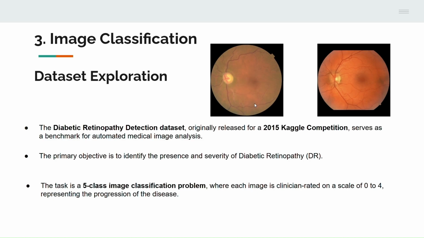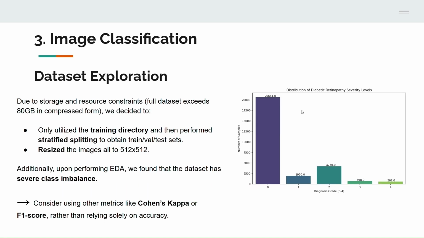So the dataset that we chose, originally released for a 2015 Kaggle competition, serves as a benchmark for automated medical image analysis. The task is a 5-class image classification problem, where each image is rated on a scale of 0 to 4, representing the progression of the disease. Due to resource constraints, we only utilize the training directory, which has over 35,000 images and labels. We resize the images to 512 by 512 and then perform stratified splitting.